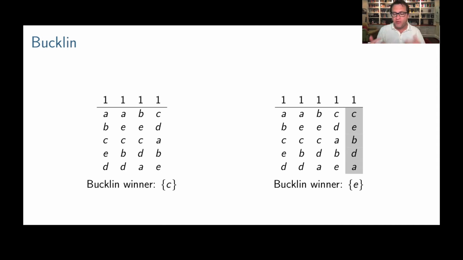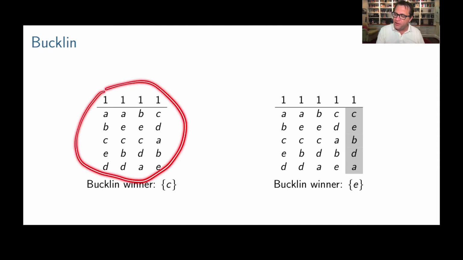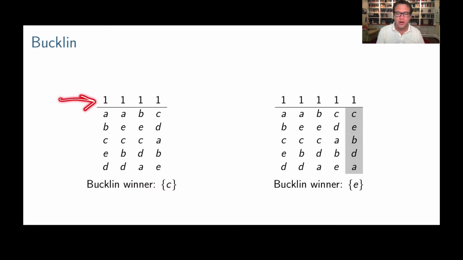We represent profiles as anonymous profiles, so the first row here represents the number of voters that submit each ranking to the selection. We are assuming that voters submit linear orders, so this column right here means that one voter submitted the ranking A above B above C above E above D.